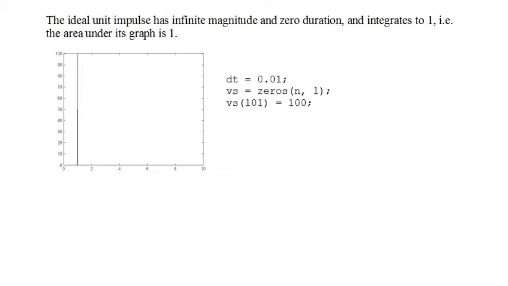This graph shows our input signal, the unit impulse. An ideal unit impulse has infinite magnitude and 0 duration, and it integrates to 1. That is, the area under the graph of the unit impulse is 1. So that's the ideal. We'll approximate it with a signal that is 1/100th of a second wide and has a magnitude of 100 so that it integrates to 1, and this code shows how we generate it.